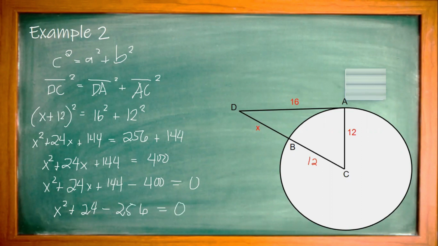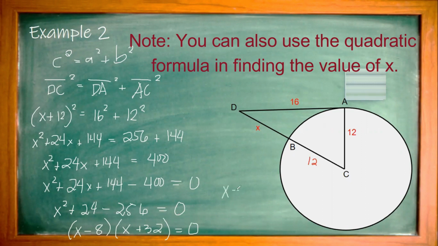Now we will get the factor of this item. So the possible factor of that one is x minus 8 times x plus 32, that would be equivalent to 0. Take note, always get the positive. So therefore, if you equate that one to 0, x is equivalent to 8 and x is equivalent to negative 32. So therefore, our final answer for this item is 8. So the x value here is equivalent to 8.